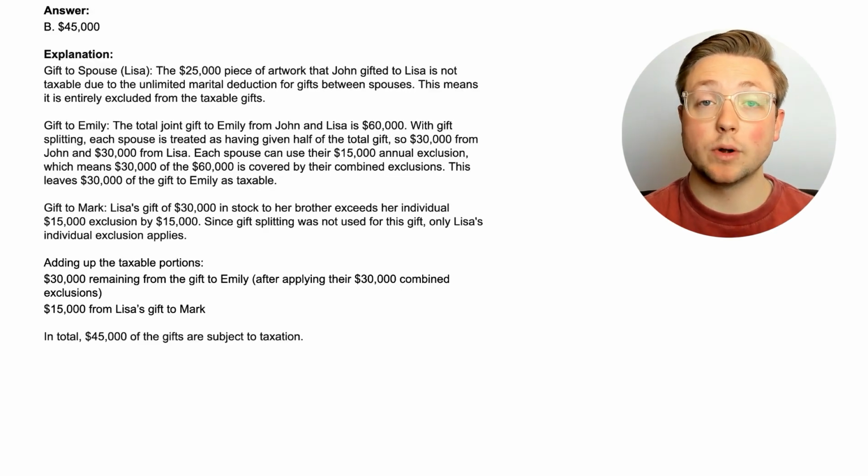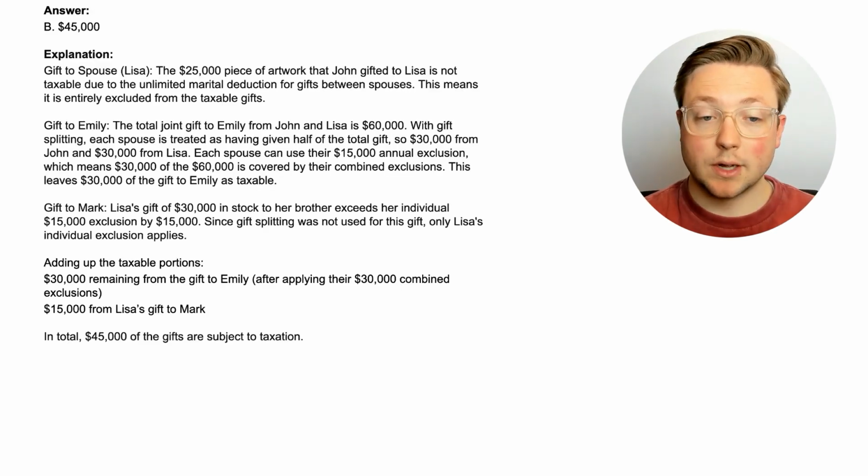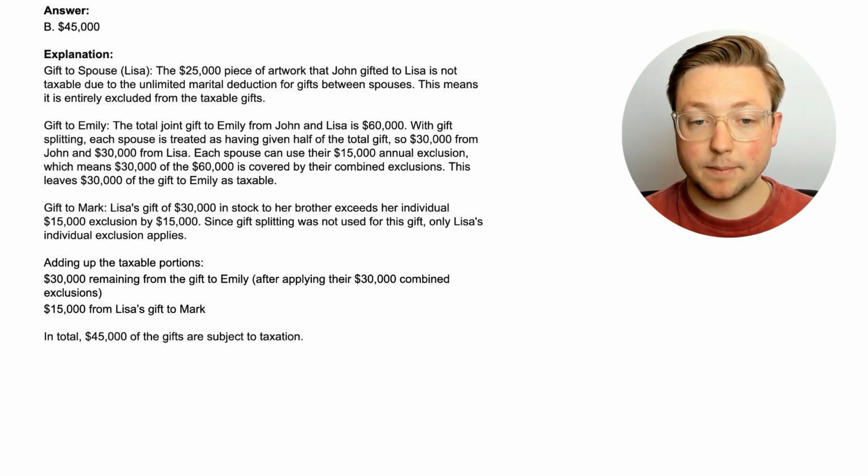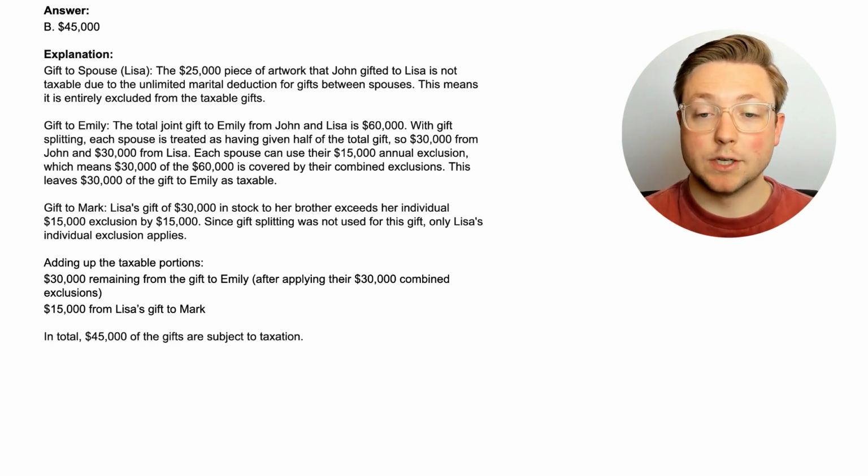Okay, and the answer is $45,000. So first off, there's the gift to the spouse, which is Lisa. The $25,000 piece of artwork that John gifted to Lisa is not taxable due to the unlimited marital deduction for gifts between spouses. This means it is entirely excluded from the taxable gifts. Okay, another rule there. Gifts to spouses, always excluded, no matter the amount.